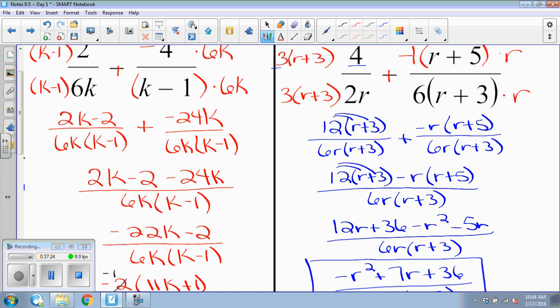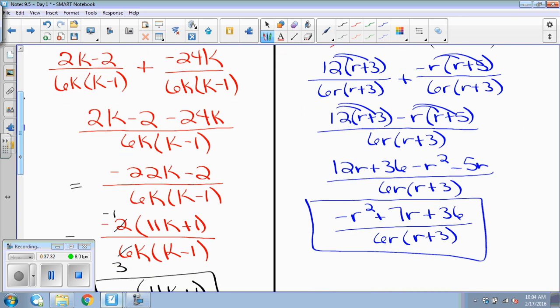And then you distribute the negative r. So then you get negative r squared minus 5r. Okay, and then you combine your like terms on top, and you get negative r squared plus 7r plus 36, and that can't be factored. The AC method will not work. You cannot find factors of 36 that combine to equal 7. Okay. So that's your answer.